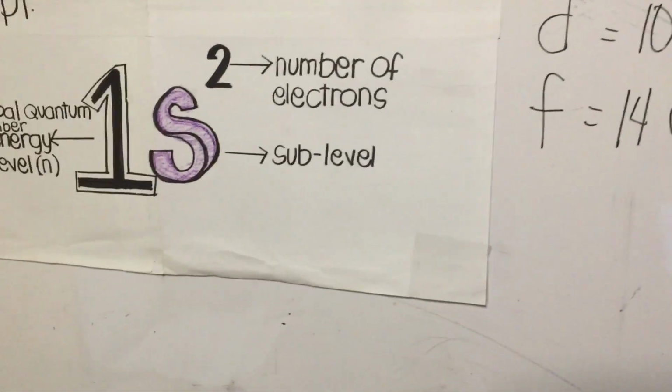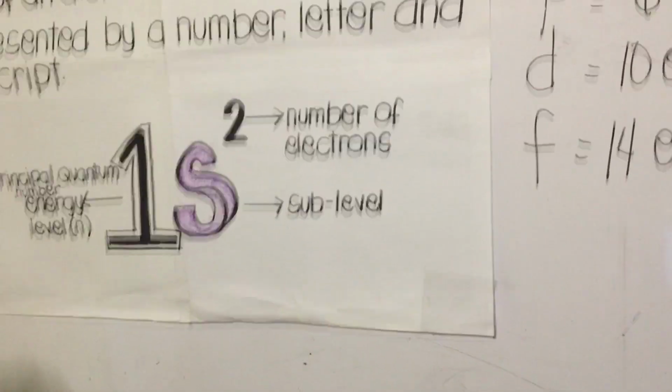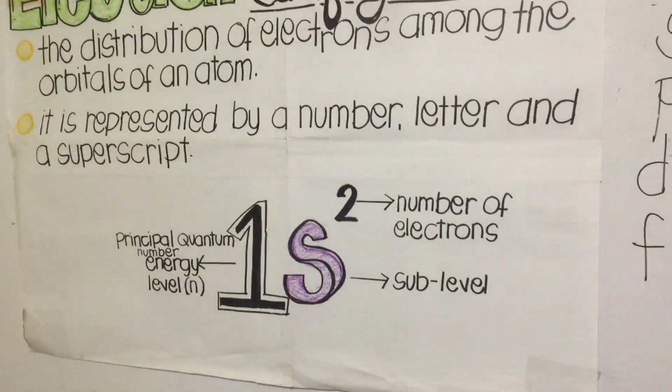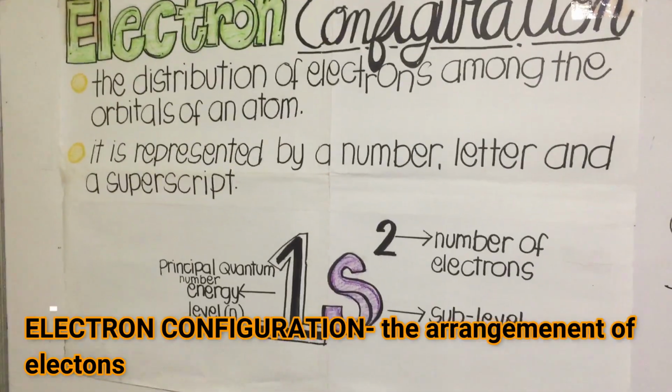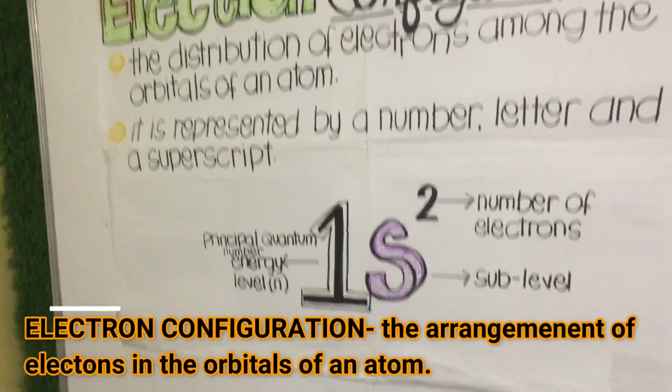In your module, it is defined as the arrangement of electrons in the orbitals of an atom. The definition of electron configuration is the same: the arrangement or the distribution of electrons among the orbitals of an atom.